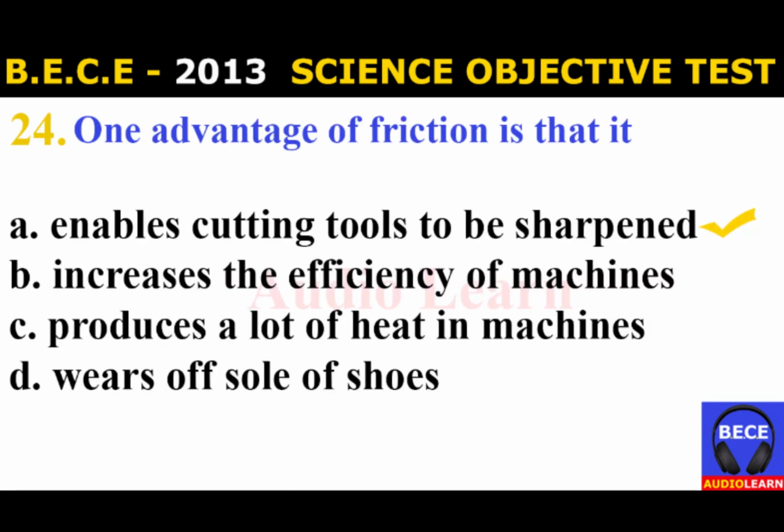Number 24. One advantage of friction is that it A. Enables cutting tools to be sharpened. B. Increases the efficiency of machines. C. Produces a lot of heat in machines. D. Wears off the sole of shoes. And the answer is A. Enables cutting tools to be sharpened. One advantage of friction is that it enables cutting tools to be sharpened.